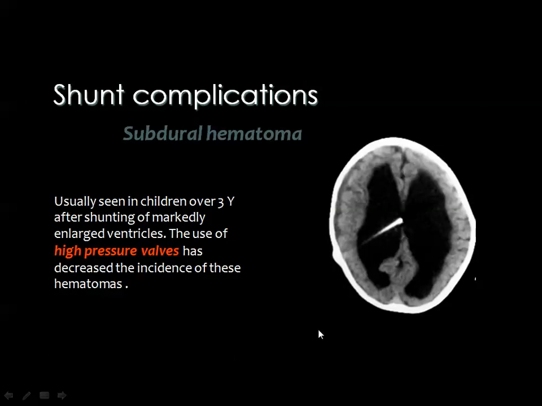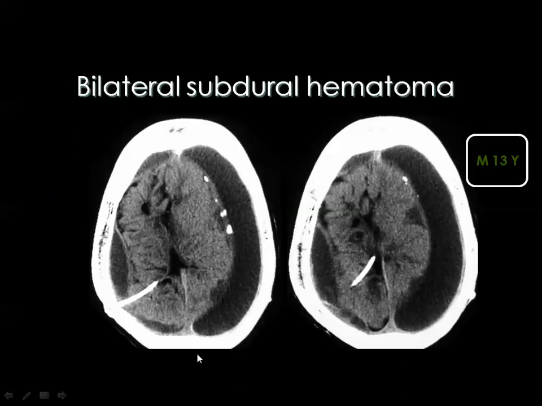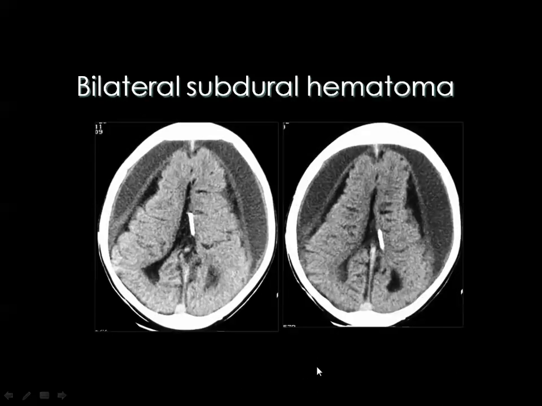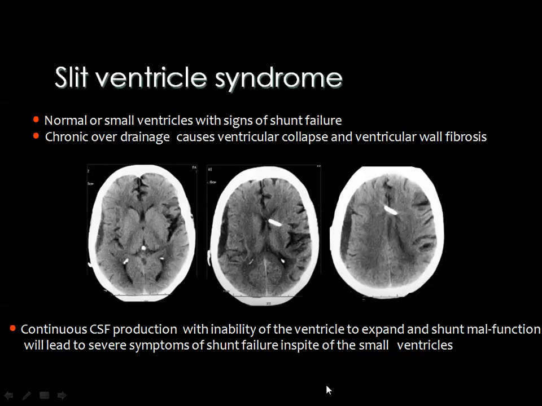And in the previous days, with the use of some of the old shunt tubes, if you put the shunt tube, it would lead to sudden decompression of the ventricle with the development of variable sized subdural hemorrhage. And this is a shunt tube with bilateral chronic subdural hematomas. And this is also a shunt tube with marked ventricular decompression, and you see bilateral chronic subdural hematomas.